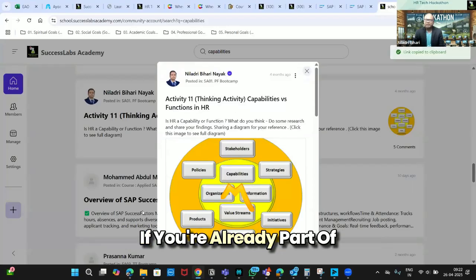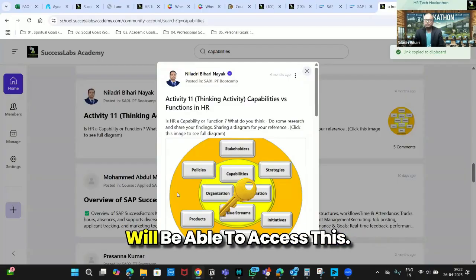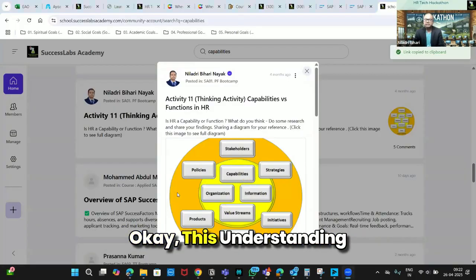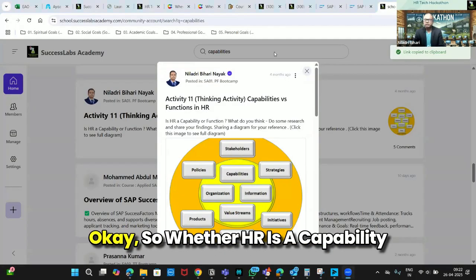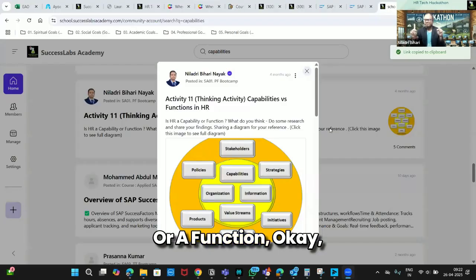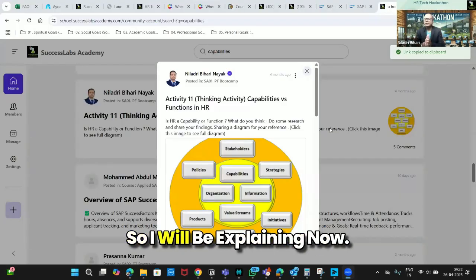If you're already part of the community, then definitely you will be able to access this. This understanding is very important: whether HR is a capability or a function. I will be explaining that now.